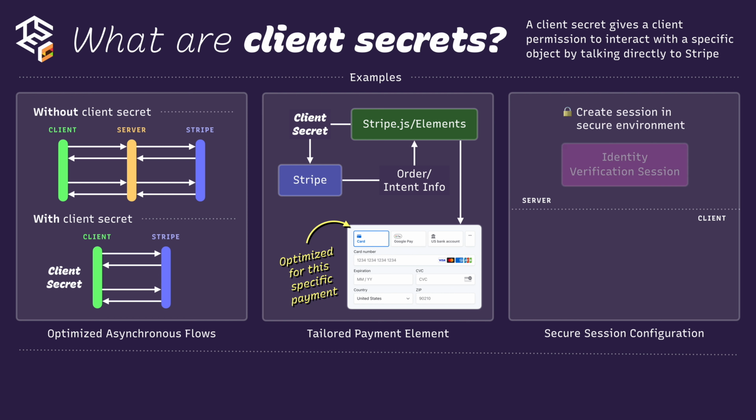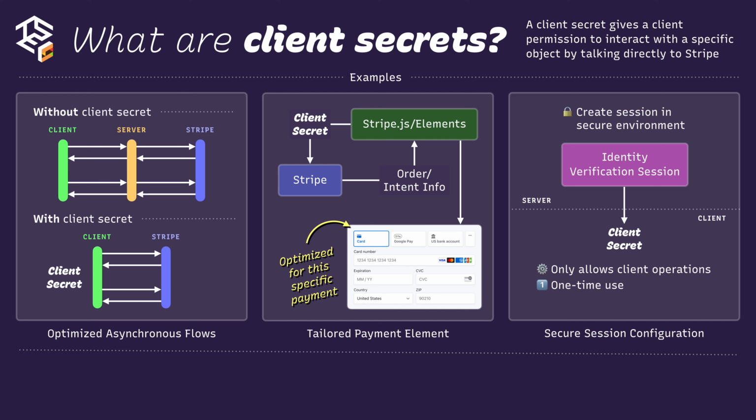Our third example shows how client secrets enable secure session configuration. We'll start by creating an identity verification session on the server using a secret API key. The server is a secure, trusted environment, so we can safely configure the verification session here with the options we want. Once the verification session has been created, we pass its client secret to the client. The client secret only allows client-side operations to be performed, so sensitive or undesirable changes cannot be made.